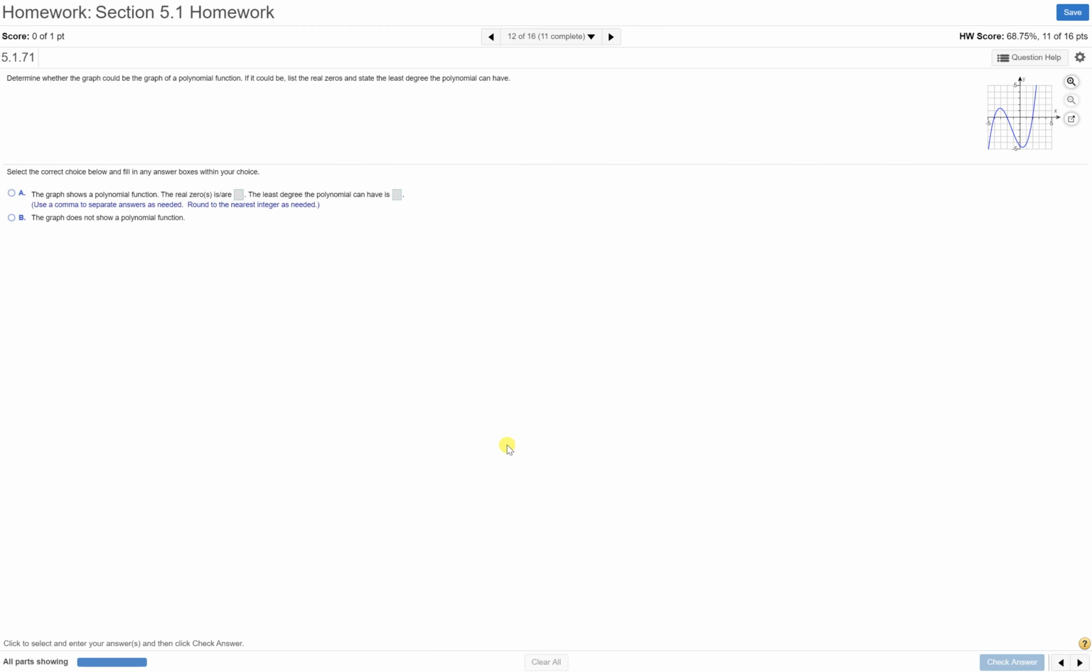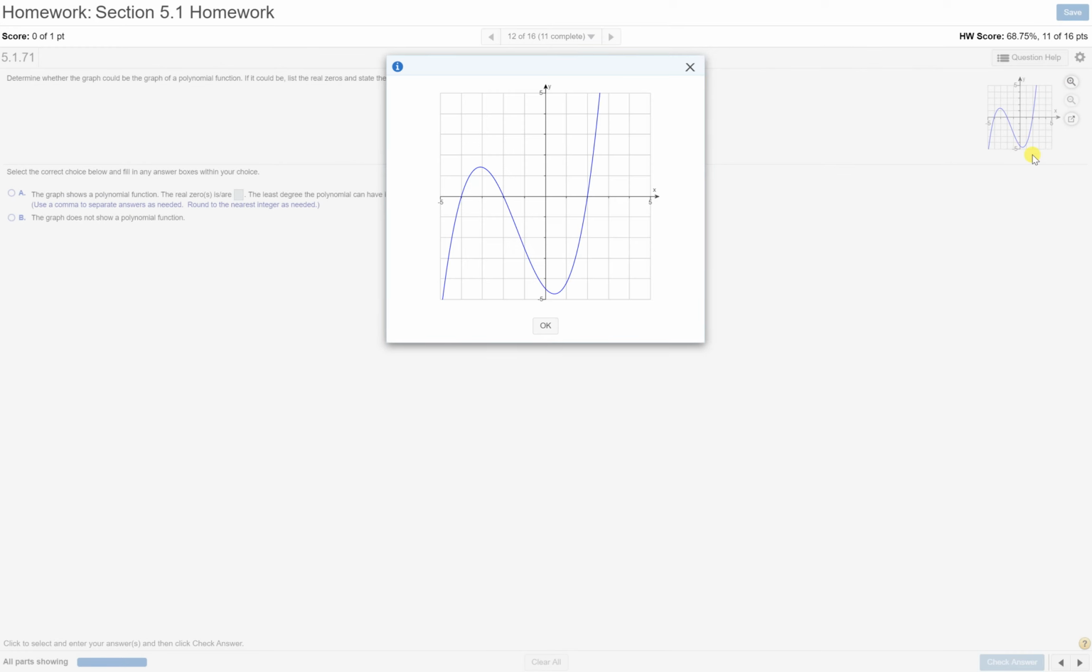All right, so for this one, it says determine whether the graph could be a polynomial function. If it could be, list the real zeros. Okay, let's actually look at the graph for a minute. For a polynomial graph, at least for it to be a polynomial, it must always have a smooth curve, right? It must always be smooth curved. Eventually, it'll look like this for even polynomials, or like that for odd.